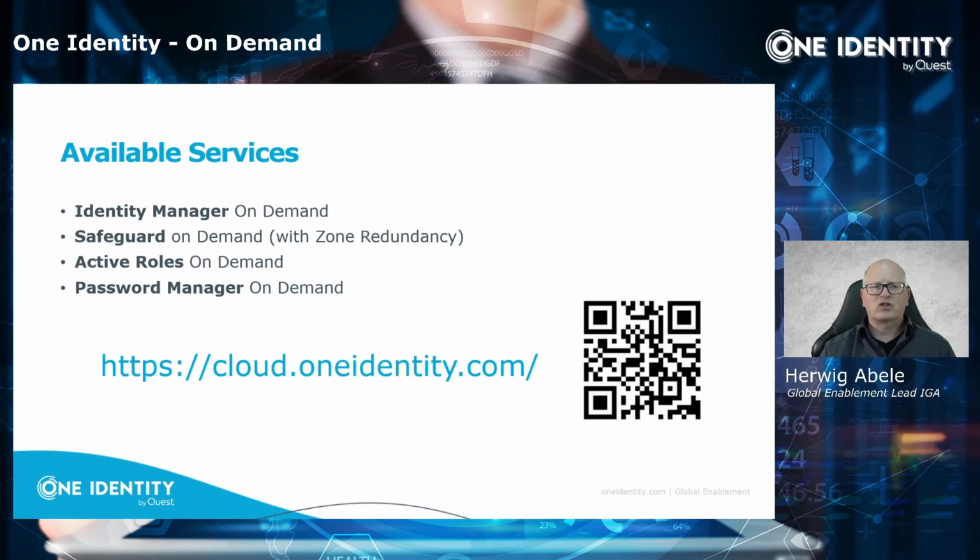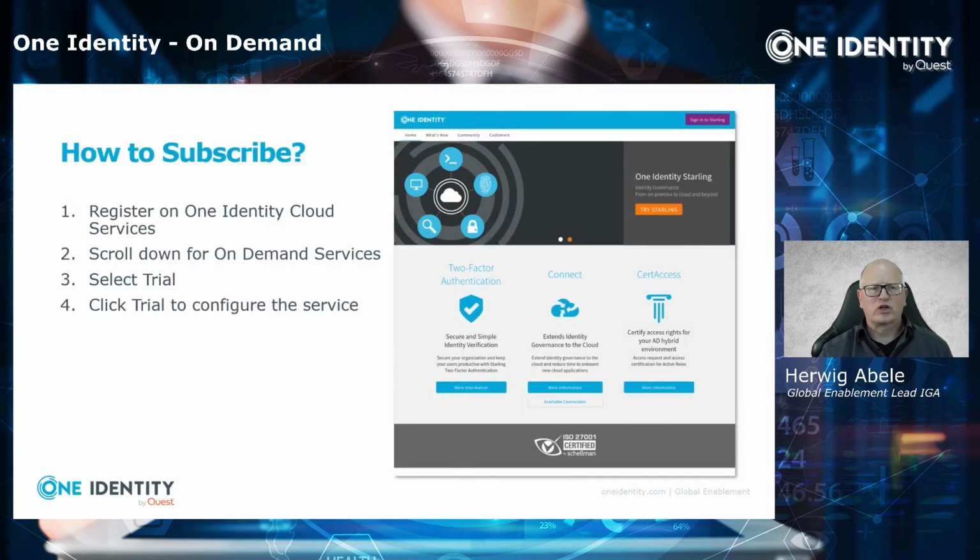Next question to answer: which products are available and how to access them? To access them is easy to answer because there is just one URL. You have to navigate to cloud.oneidentity.com. Once you are there, you can select out of four products. There is the Identity Manager on demand, there is Safeguard on demand, there is Active Roles on demand, and there is Password Manager on demand. More products might follow.